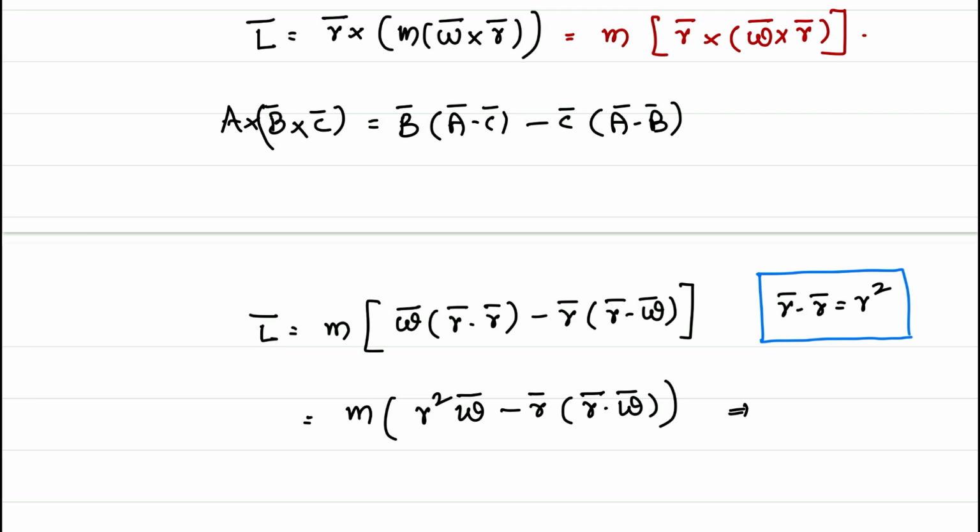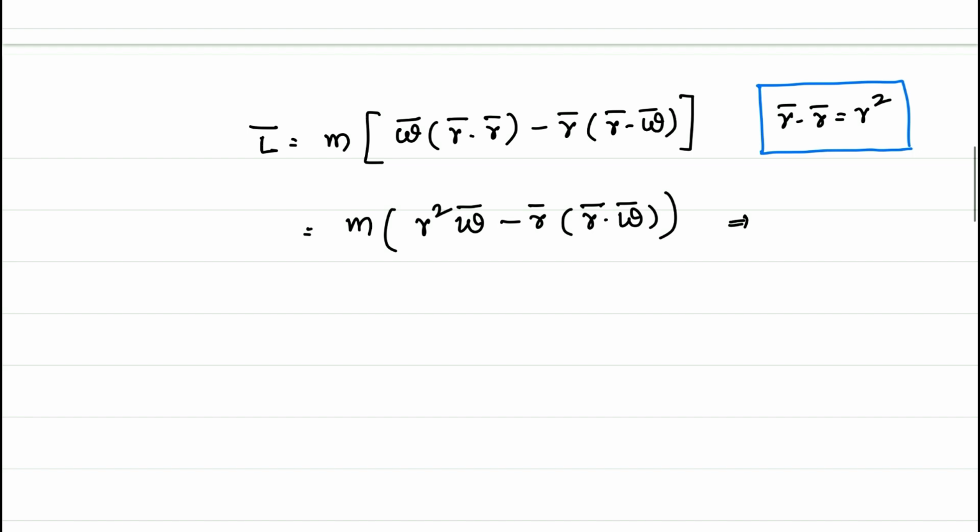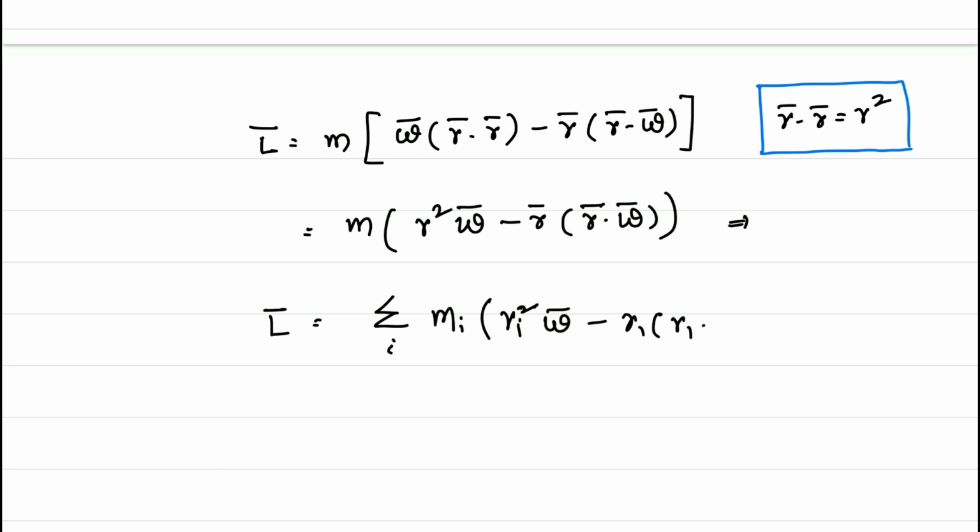Then it can also be simplified in component form, the ith component. Let us say in component form we can write L is equal to the summation over i of mi, the mass of the ith particle, into ri square omega minus ri into ri dot omega.